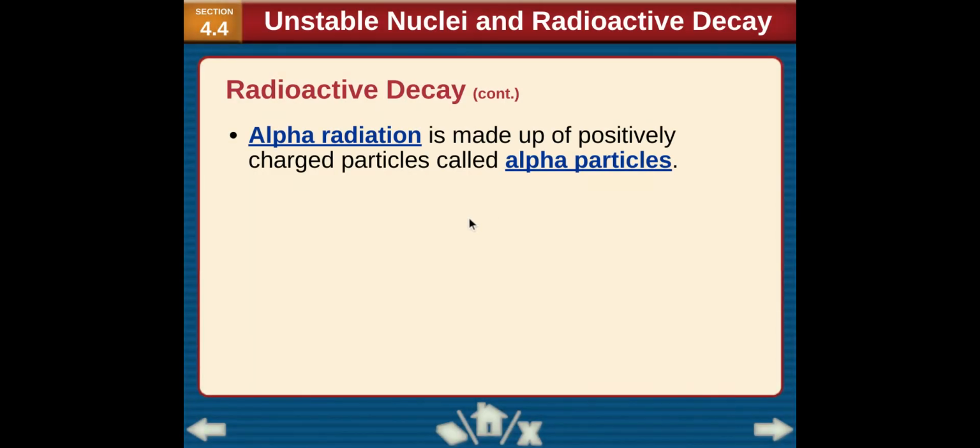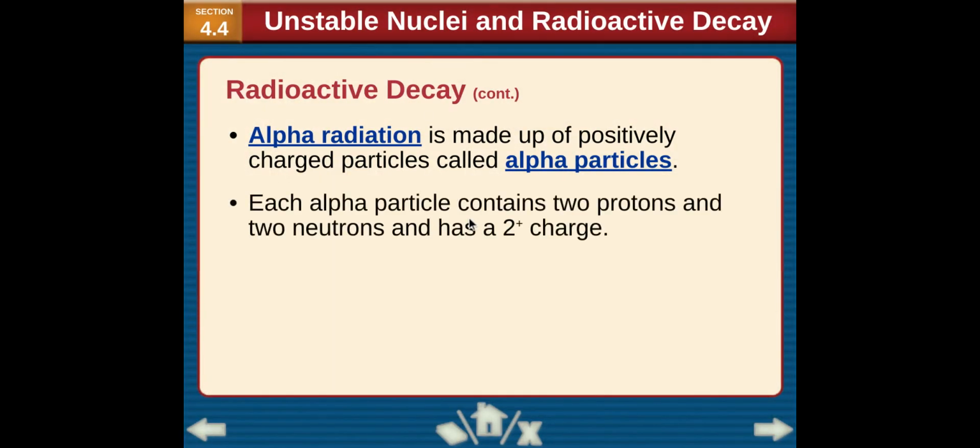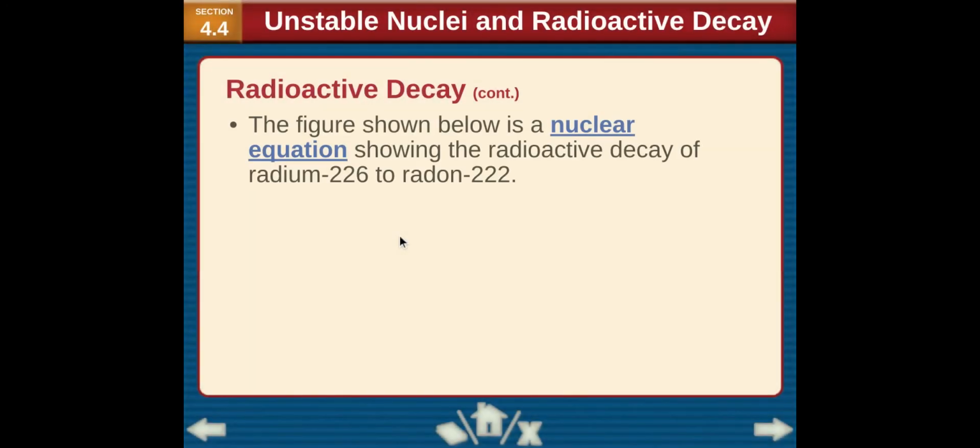Alpha radiation is made up of positively charged particles called alpha particles. Each alpha particle contains 2 protons and 2 neutrons, and since it has 2 protons, which are positive, it has a +2 charge.